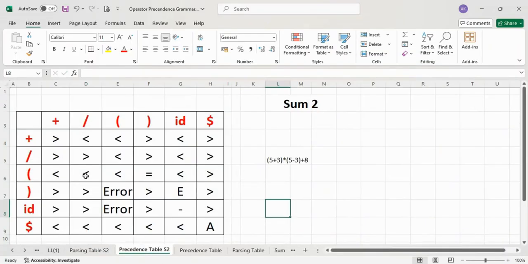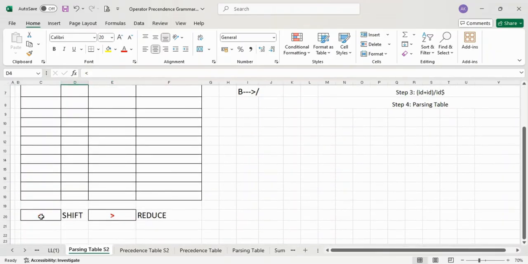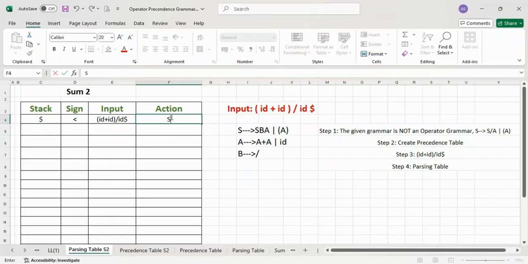You can keep this table in front of you. So if you just observe, dollar and an opening bracket has a less than sign. According to the rule, less than sign is shift, greater than sign is reduce. So I will be performing a shift operation: dollar opening bracket. My string is left with id plus id closing bracket divide id and dollar.